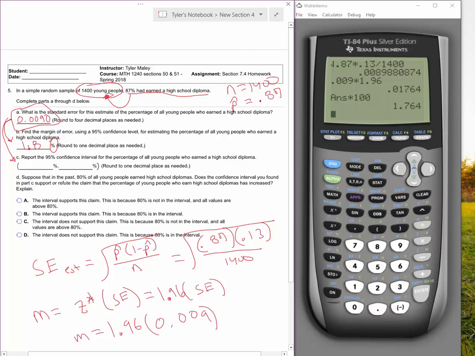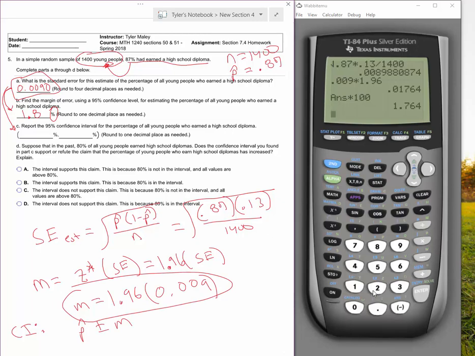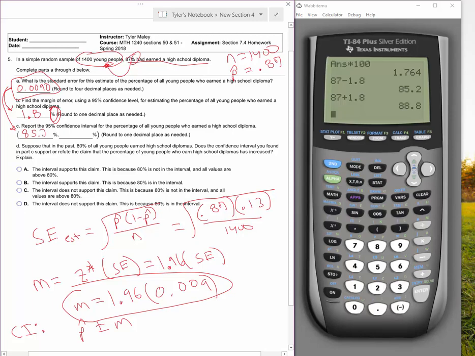So now to find the confidence interval, you're going to take your p hat and add and subtract the margin of error, because this tells us how much it can fluctuate. I would take my p hat, which is 0.87, and subtract 1.8. Since this 1.8 is in percent form, so should the p hat be, so I'm going to use 87. So take 87 minus 1.8, and then 87 plus 1.8. That gives me my lower and upper bound: 85.2 and 88.8.